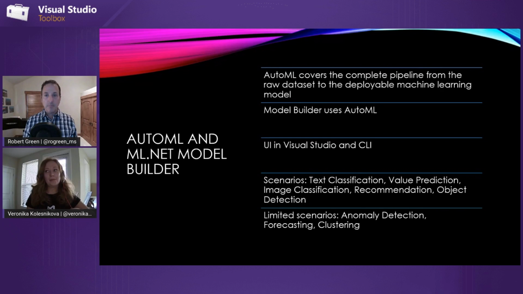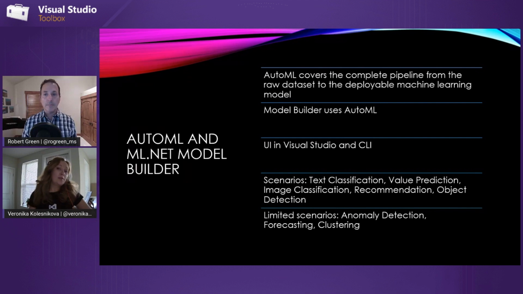It covers the complete pipeline from the raw data set to the deployable machine learning model. So lots of steps you can skip, and you don't need to think about going through lots of different model types and figuring out which one is better for your data. AutoML will do it for you. Cool. Yes, and Model Builder actually uses AutoML, and ML.NET Model Builder is integrated with Visual Studio. You don't need to do anything. You can just turn that feature on, or during the installation, make sure that you are installing that feature. And that's it. It's already there. Really convenient to use.